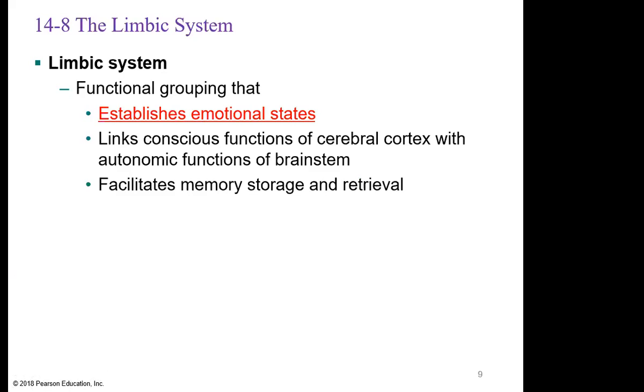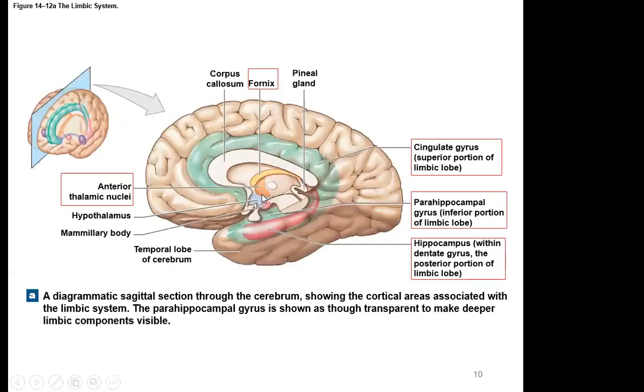So there's a particular structure within the limbic system, I'll show you here in just a second, that would probably be the most active during that road rage time. What this does is link the conscious functions of the cerebral cortex with autonomic functions of the brainstem, as well as facilitating memory storage and retrieval. But remember, this is all about emotional states.